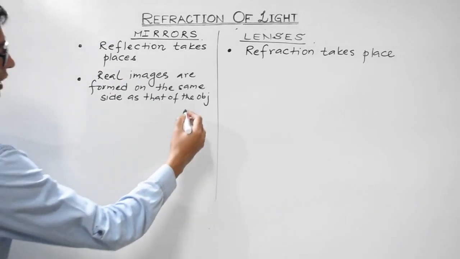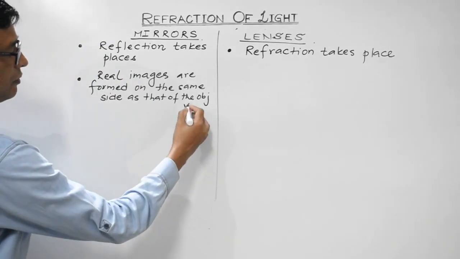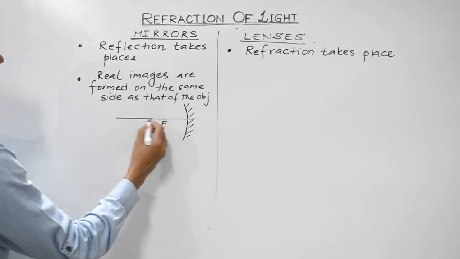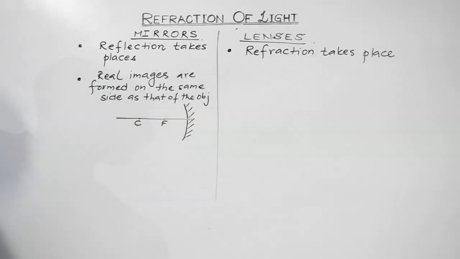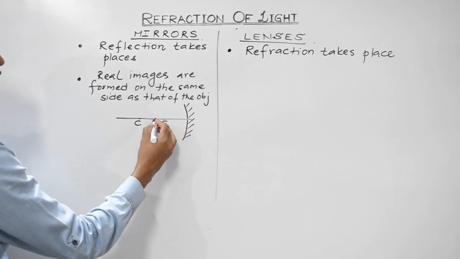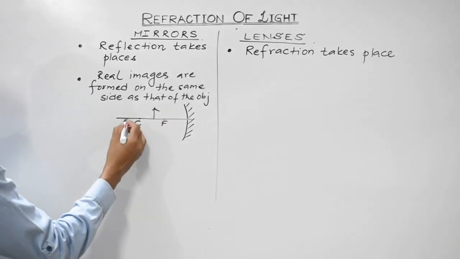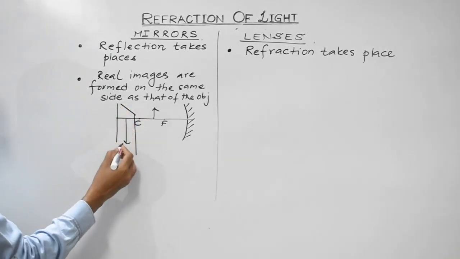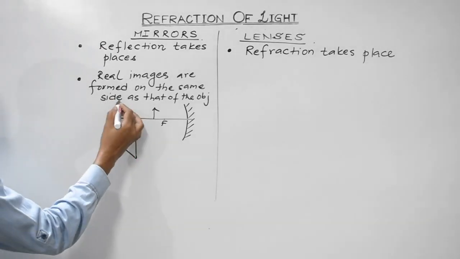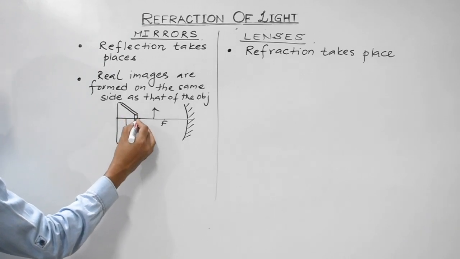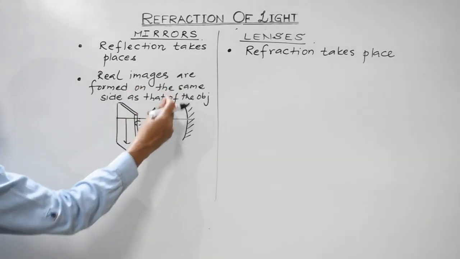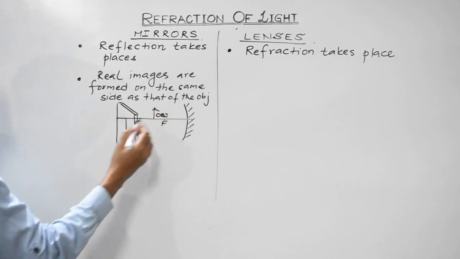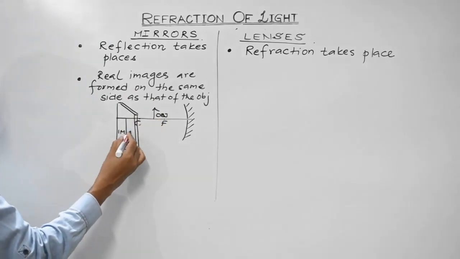Right? Like this is a mirror, whether you consider concave mirror or convex mirror doesn't matter. And this is F, this is C. So if an object is kept over here, its image will be formed somewhere over here. So if you place a screen, then its image can be obtained. So what I mean to say is that in the case of mirrors, the real image is formed on the same side as that of the object. This is the object and this is the image.